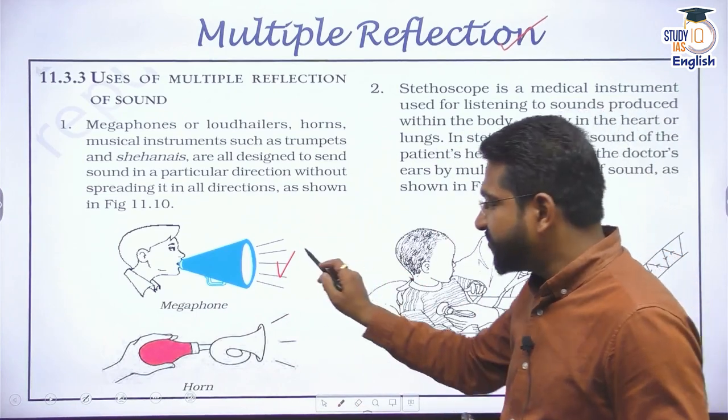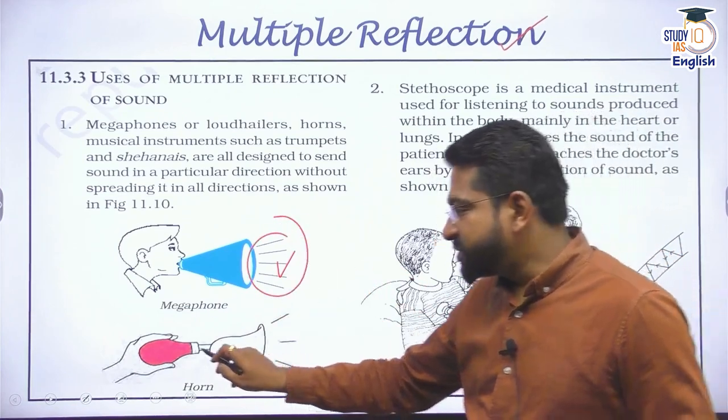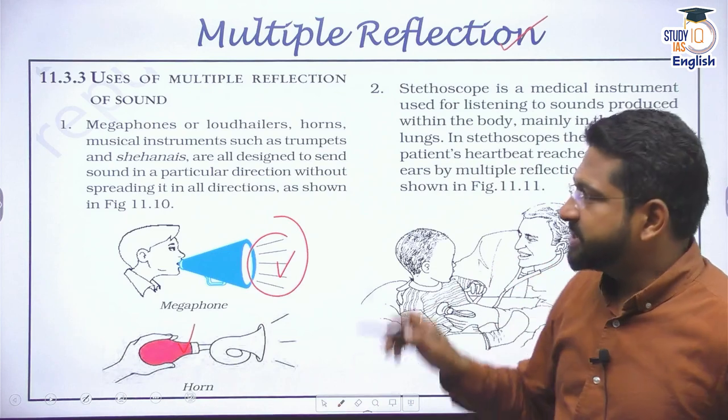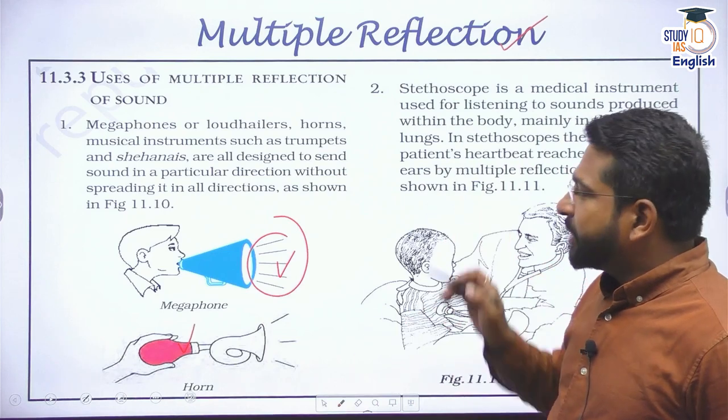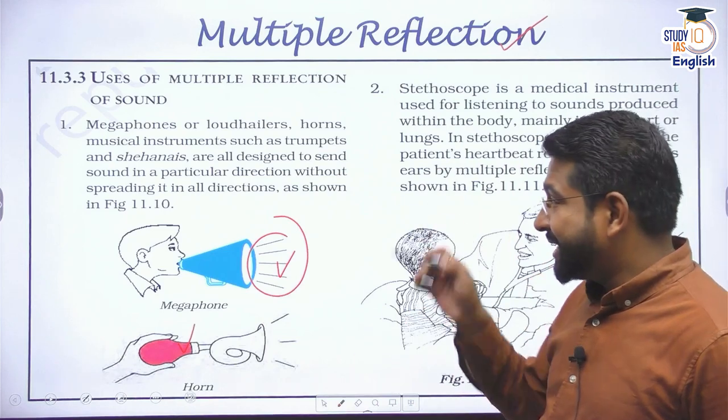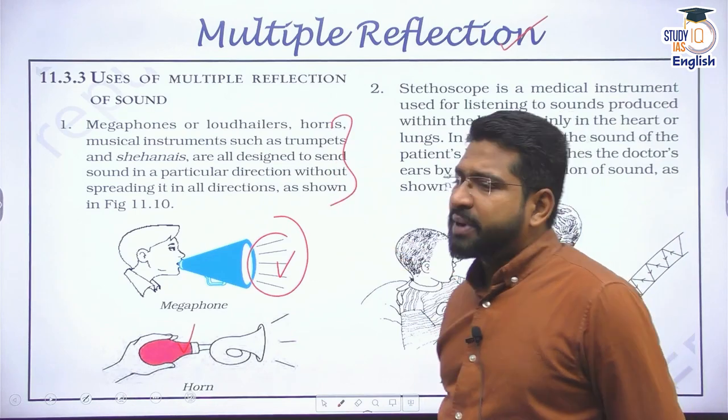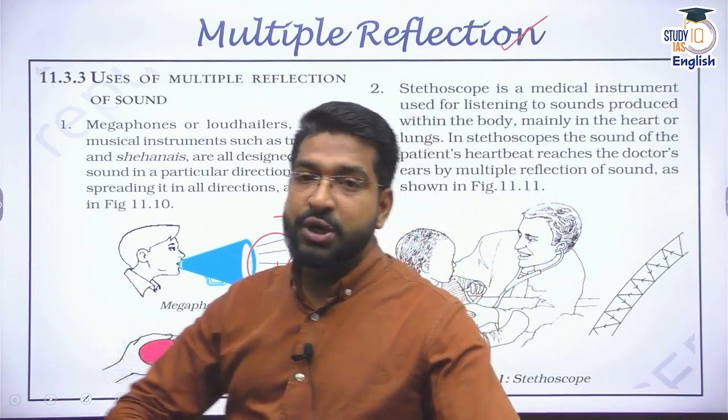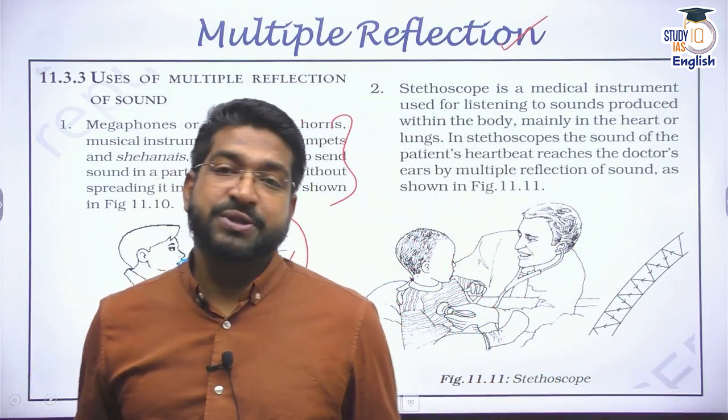It uses the concept of multiple reflection. The same thing happens with a horn. So we see that megaphones, the loud hailers, the horns, the musical instruments, or the shehnais, they all use some kind of multiple reflection methodology to produce higher sounds.